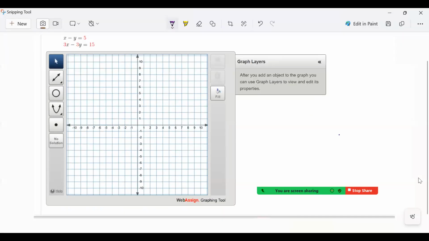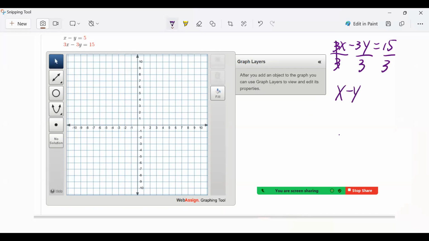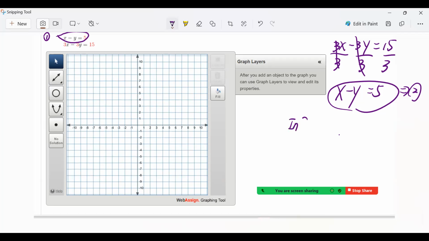If you look at this, they are the same equation, right? If you divide the second equation, 3x minus 3y equals 15, by 3 across, you're going to get x minus y equals 5, which is the exact same thing as the first equation here. First one, second one, they are the exact same equation. That means we're going to have infinitely many solutions, because they are the same.